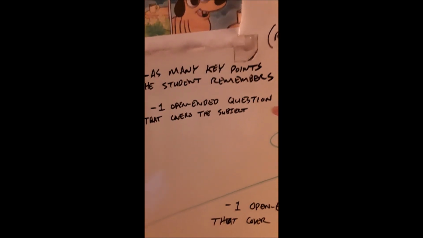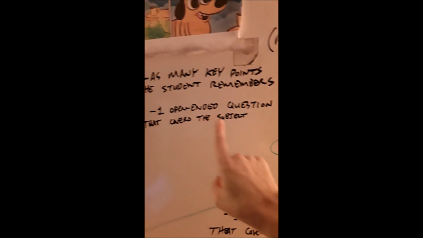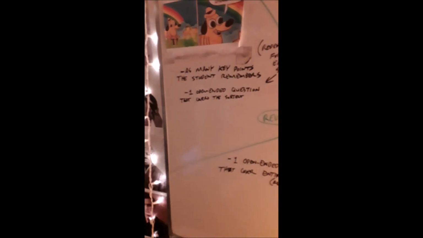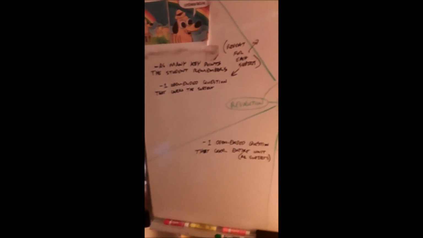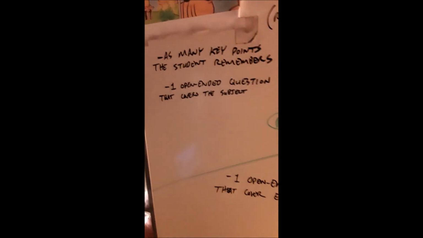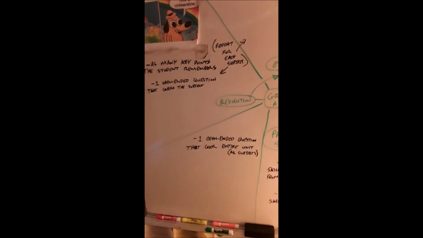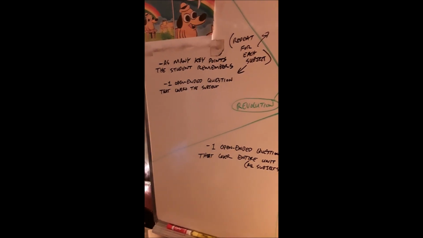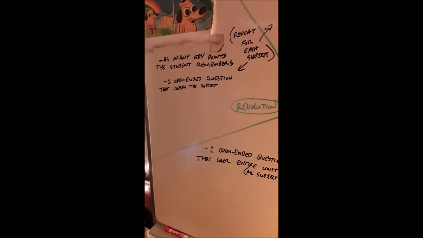Once all that's done, then I, the teacher, come back, I find some free space, and I write a question. Now, you can also do this on paper as well. It doesn't have to be on a whiteboard. One open-ended question that covers the subject. One example of this: based on what you know, how would you explain the arguments for and against independence? There you go. That's a question. Ideally, you'd want your student to write a paragraph. Okay? But as long as they answer clearly and concisely, they're good.